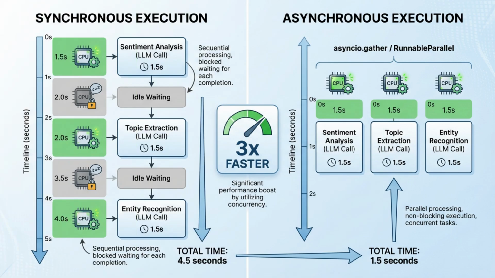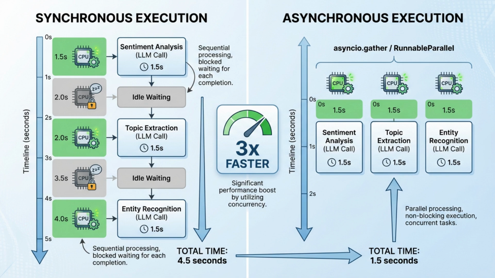Here's a question. Why is your AI application so slow? Let me show you something that might hurt a little. Left side, synchronous execution. You need to run 3 independent tasks: sentiment analysis, topic extraction, entity recognition. Each takes 1.5 seconds. Simple math says 4.5 seconds total.